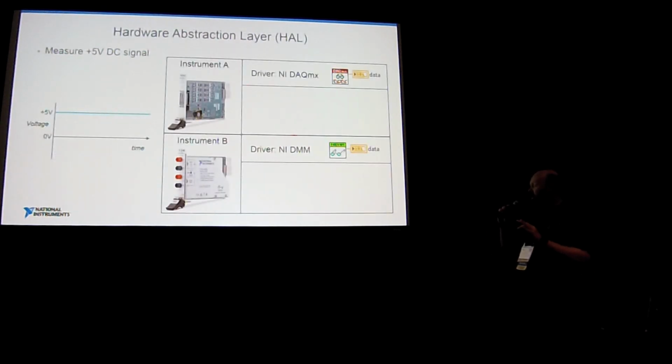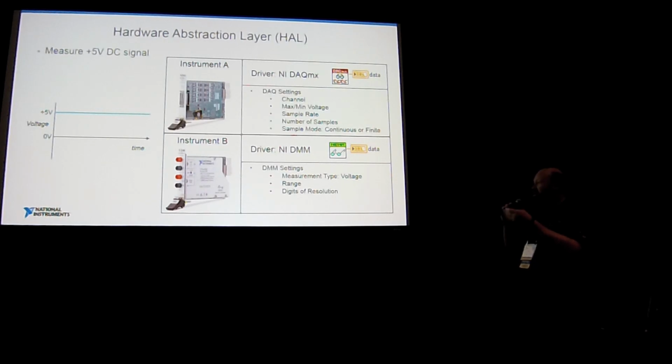Okay, so kind of a real-world example of what this would look like. On a lot of products, we have to make a measurement, and if it's just a 5-volt signal that we're looking at, we have two different instruments that can make that measurement. We can use a DMM, or we can use a DAQmx product. And when you look at their drivers, they're completely different APIs, but at the end of the day, they each give you a scalar value, right? So I have 5.1 volts or something like that.